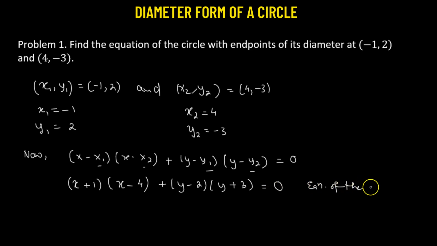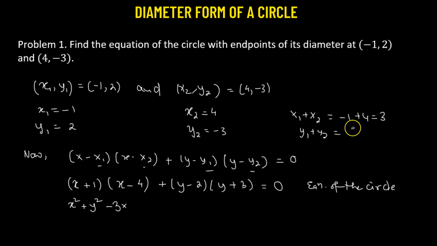Now, if we want, we can also expand this. So we can use the expanded form. That's simply x squared plus y squared minus, all we have to do is find the sum x1 plus x2. So x1 plus x2, that's negative 1 plus 4, which gives us positive 3. So this will be negative 3 times x. Then we need to find the sum of y1 and y2. So y1 plus y2 will be 2 minus 3, so that's negative 1.